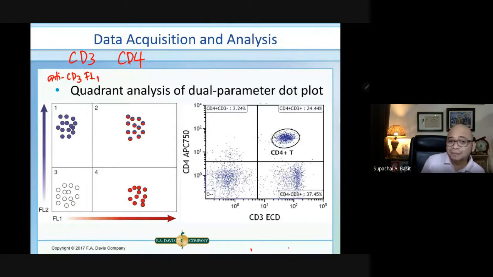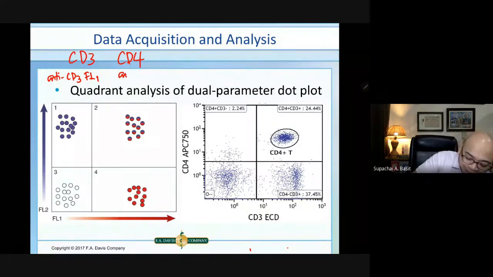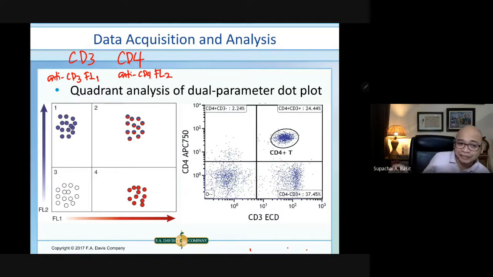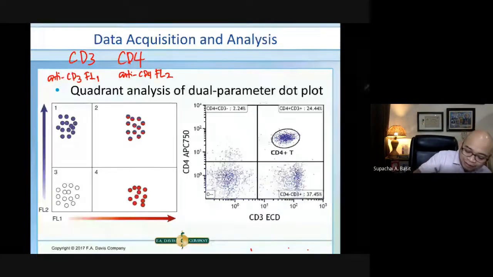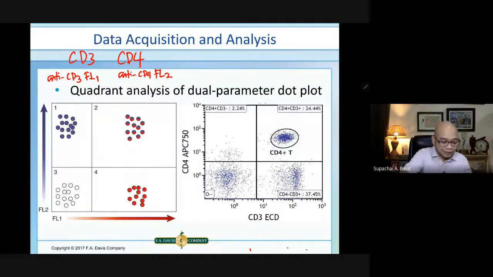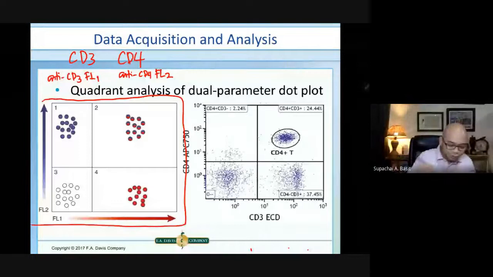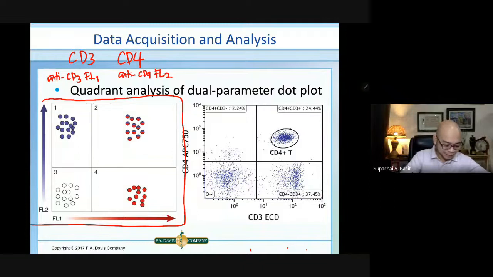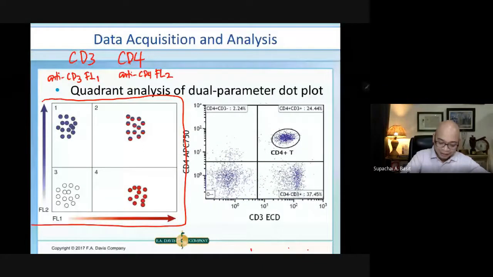And let's say, for example, you want to study CD4, then you use anti-CD4 FL2, or anti-CD4 fluorescent label 2. And then we can do the quadrant analysis of the dual parameter dot plot. So this is how it looks like, no? What does it mean? This particular cell is positive for FL2, okay, but negative for FL3.